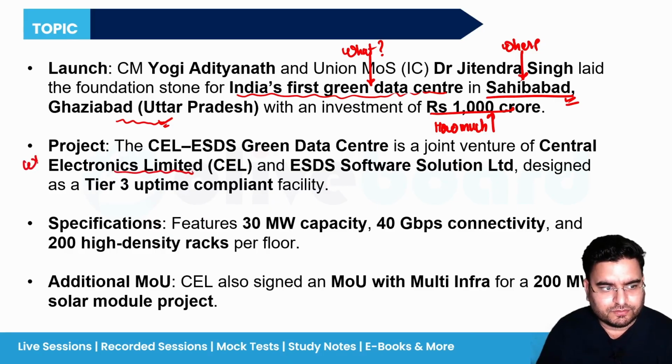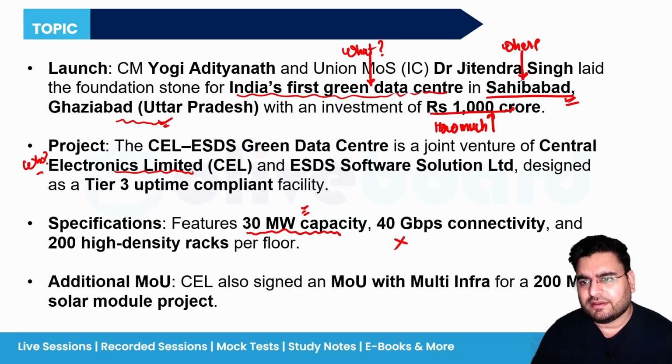Who? All the questions answered using what, where, how, when, who. Okay. And how much you can mention about 30 megawatt capacity, right? Rest technical details you don't have to remember. Got it? So just remember this thing: what, where, how much, and who. 4 things and 4 keywords.